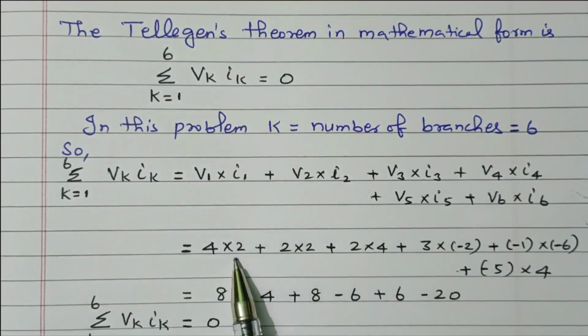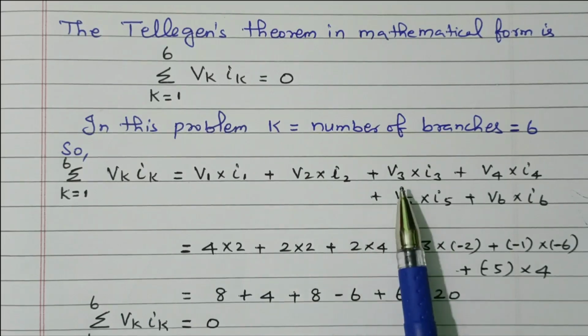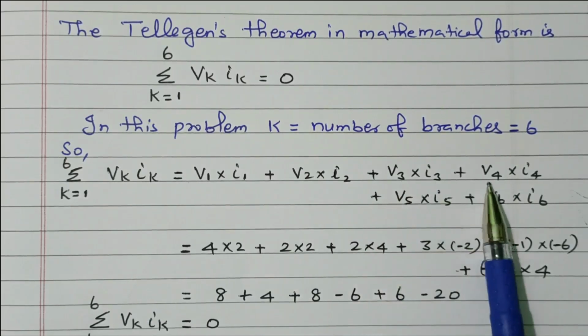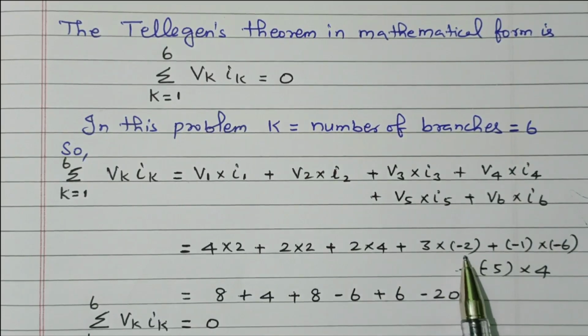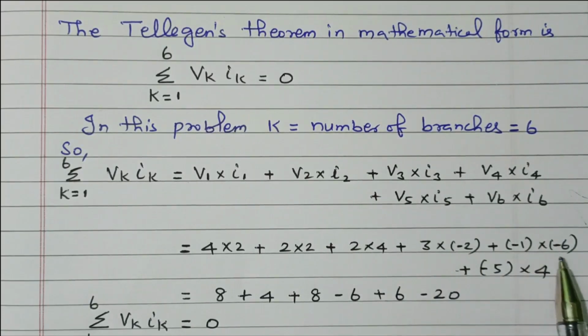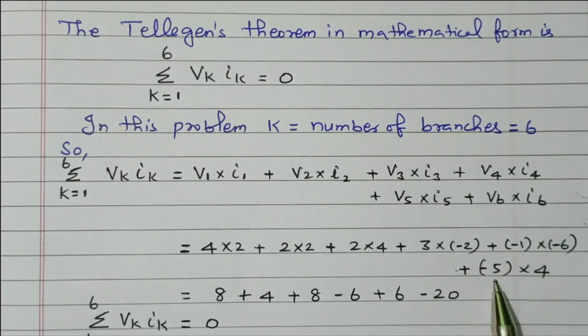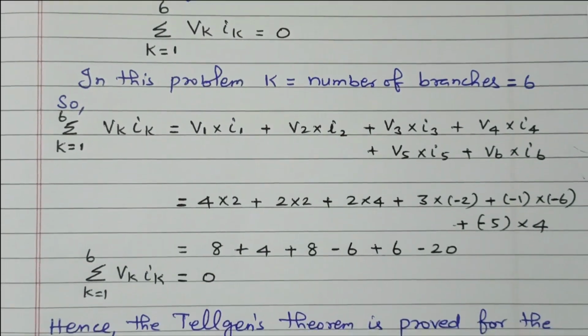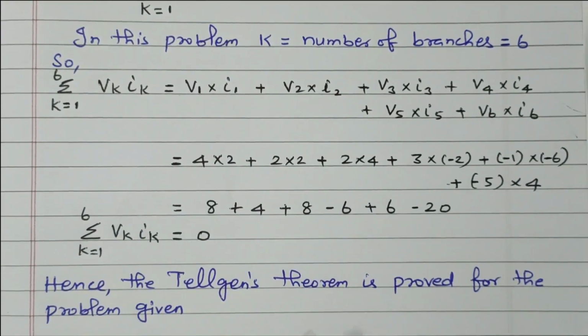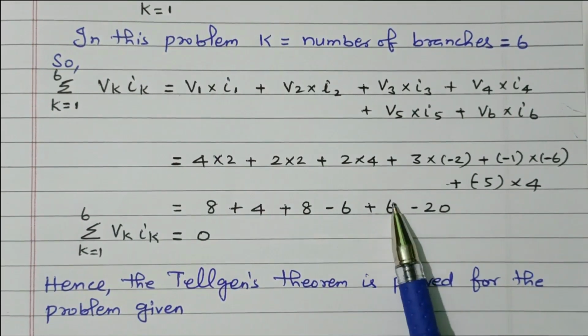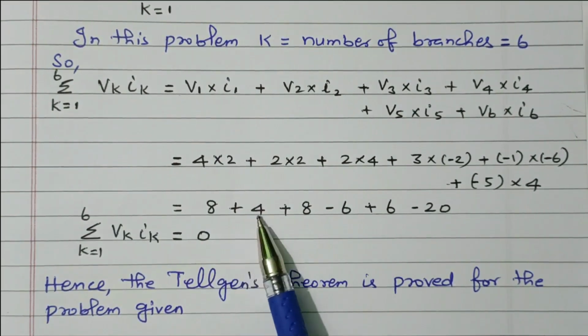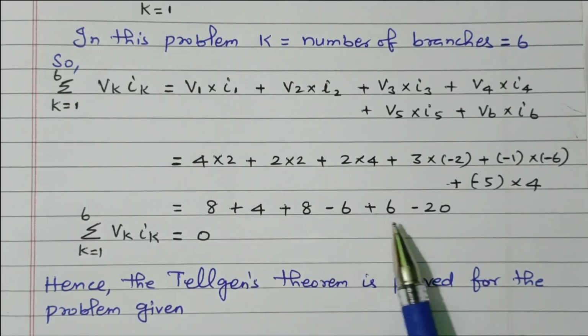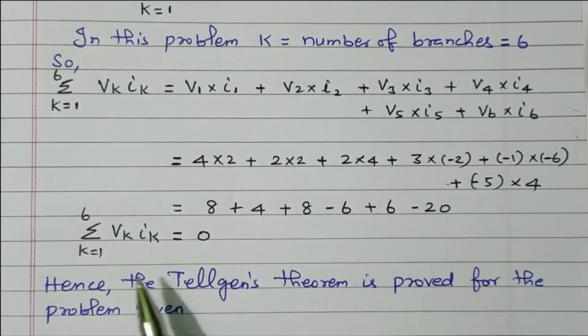V1 I1: 4 into 2. V2 I2: 2 into 2. V3 I3: 2 into 4. V4 I4: 3 into minus 2, I4 is minus 2. V5 I5: minus 1 into minus 6. V6 I6: minus 5 into 4. So we got 8 plus 4 plus 8 plus minus 6 plus 6 minus 20. Right? So by adding all these values, what we got is 0. See, this 6 minus 6 got cancelled. 8 plus 4 is 12, 12 plus 8 is 20. This minus 20 is there, so it got 0.